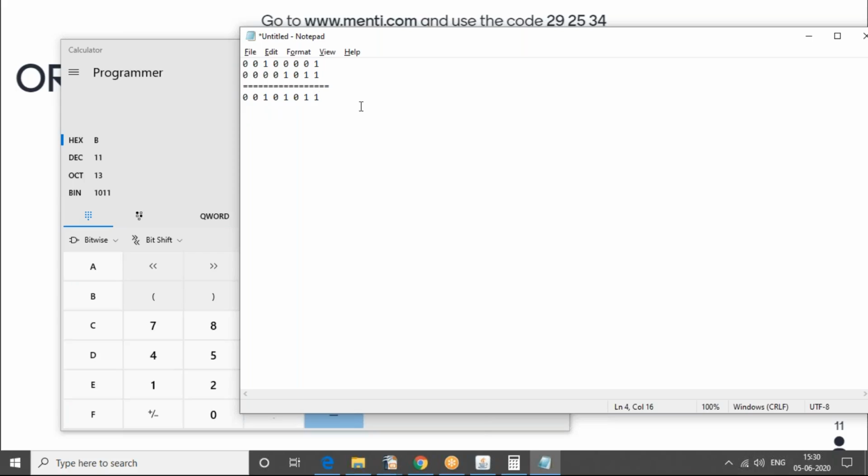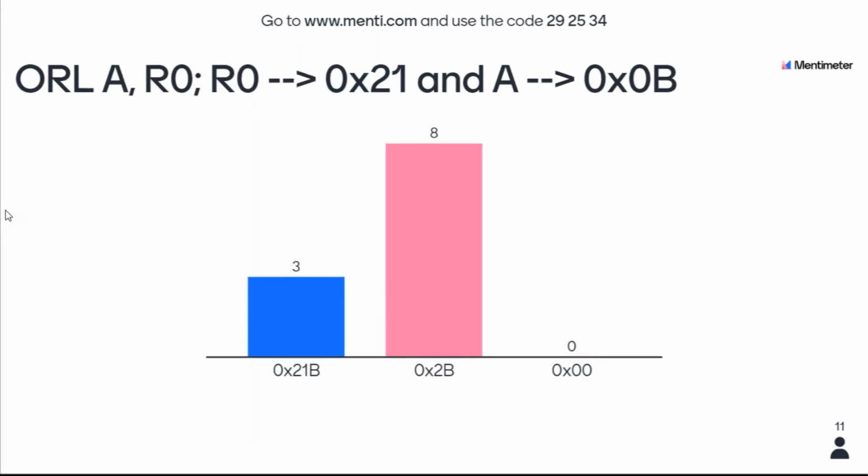0010 is 2, so this is 2 and this is B. That's why we get the result as 2B. So it's a bitwise OR. You are not multiplexing anything here, so you will not get a result which is more than 8 bits. If you look at this result 2 and B, it is actually 12 bits. So the A register cannot hold a value of 12 bits. So that's why 2 and B is wrong.